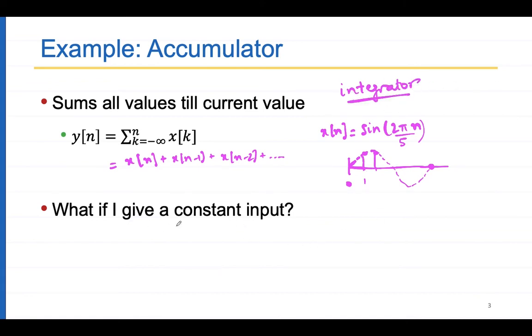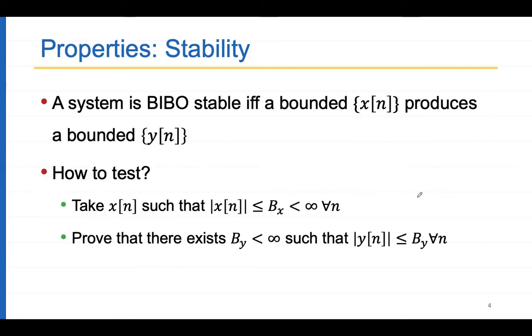Okay, but what if I give a constant input? If I give just, let us say, the unit step u of n, which is 0 before 0 and after 0 it is always 1. You know it's an integrator, so the output will keep on increasing with n, which is not a nice thing, because the system will become unstable. This brings us to the property of stability.